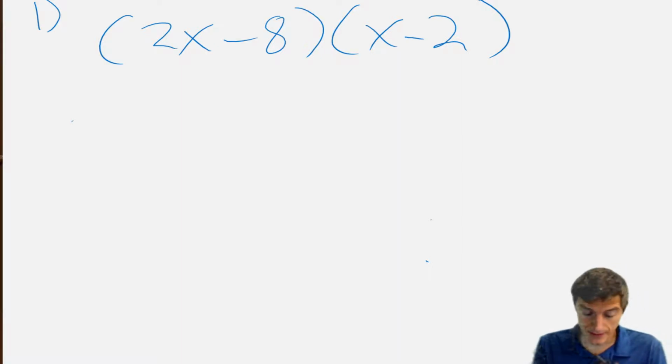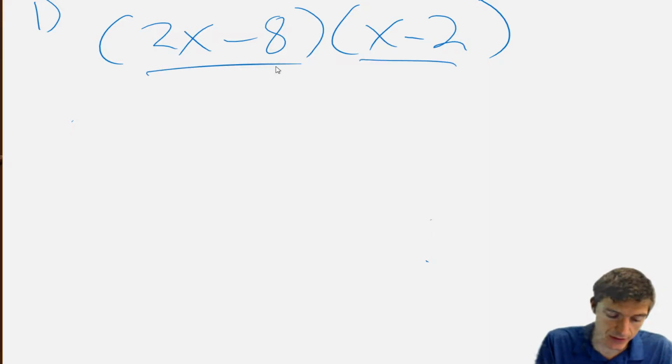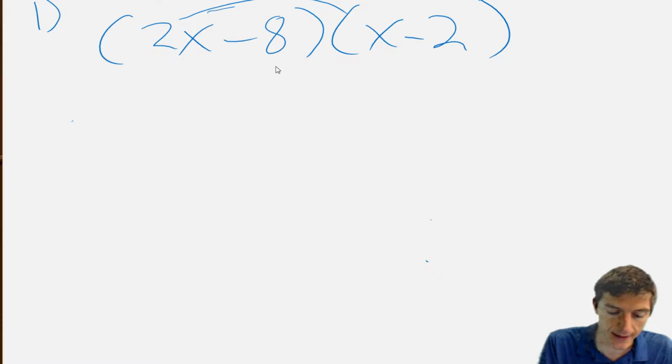All right, so in this problem, what we want to do is multiply these two values together. And the way to do that, you may have heard it called FOIL, or it's double distribution. Basically, I want to take this term and multiply it by both of those, and then do the same thing with the negative 8.